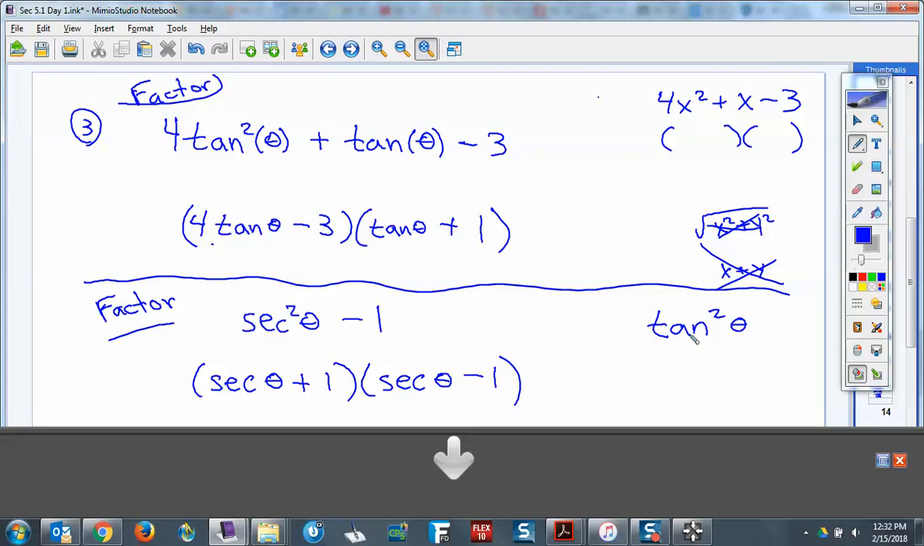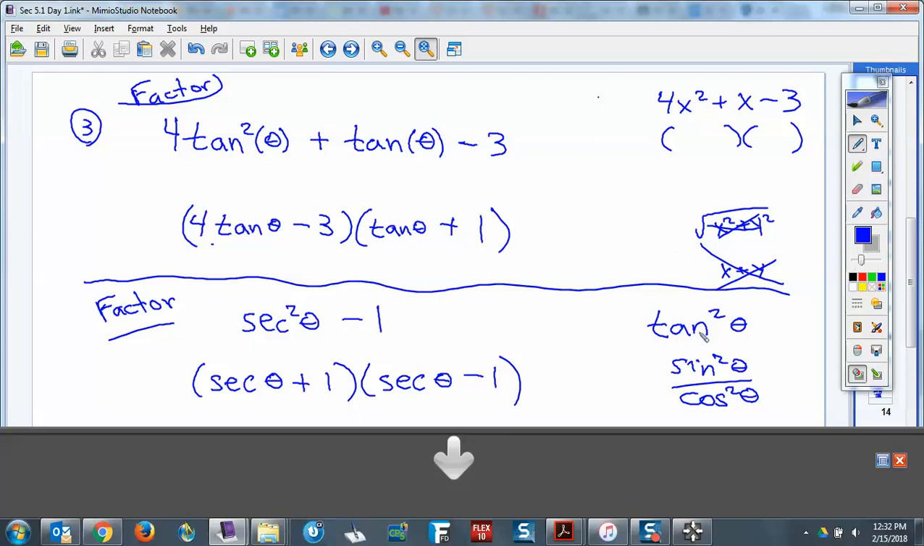Okay, so secant squared minus 1 could be written tangent squared. So we may do some other problems where the goal is different. The goal might be turn this into sines and cosines. Turn this into a single term with sines and cosines. Well, in that case, you'd want to turn secant squared minus 1 into tangent squared, and then you'd want to turn that into sine squared over cosine squared.